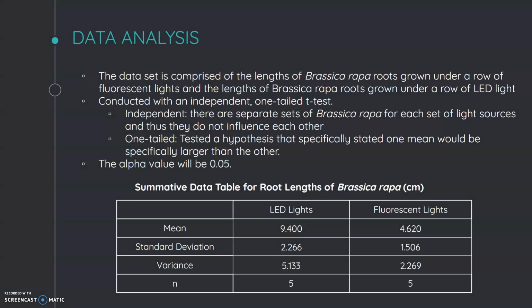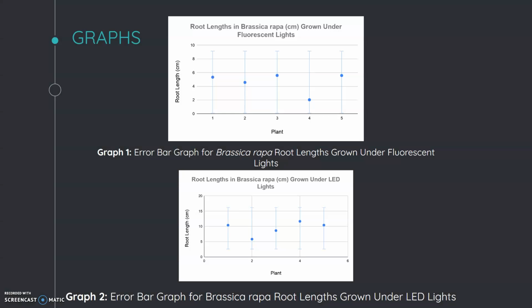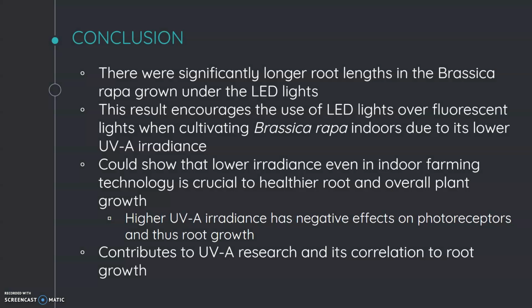In my data analysis, I used an independent one-tailed t-test: independent because there were separate sets of Brassica rapa for each light source, and one-tailed because it tested a hypothesis that specifically stated one mean would be larger than the other. And that was my summative data table. And then these are my error bar graphs. There were no outliers.